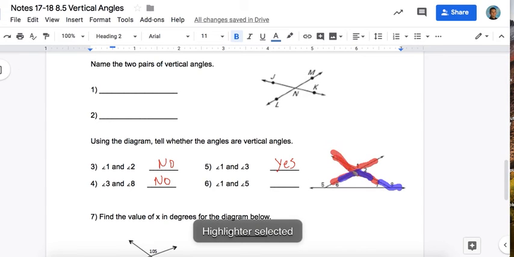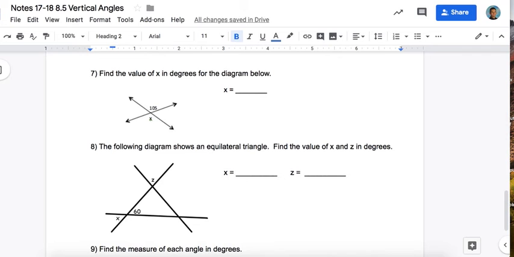So here's angle 1 and angle 5, and the answer is no, those are not vertical. Remember, in order to be vertical, they need to share the same vertex and be across from each other when the two lines cross. Okay, let's look at number 7. Find the value of x in degrees in the diagram below. So if this is 105, we know that this is 105 because they're vertical angles. So 105 degrees.